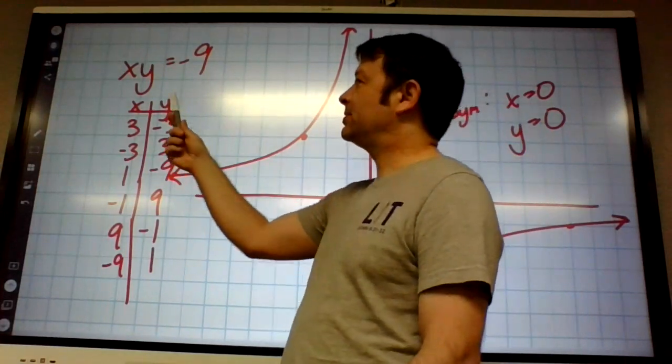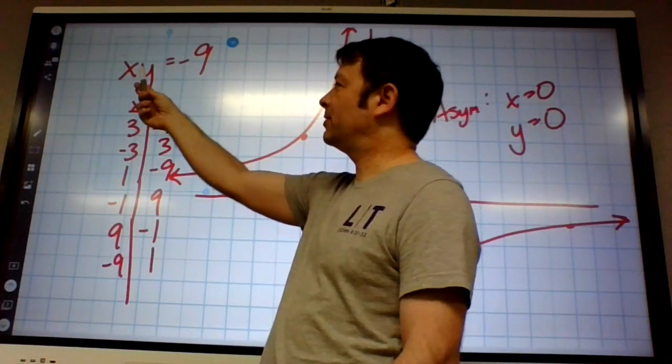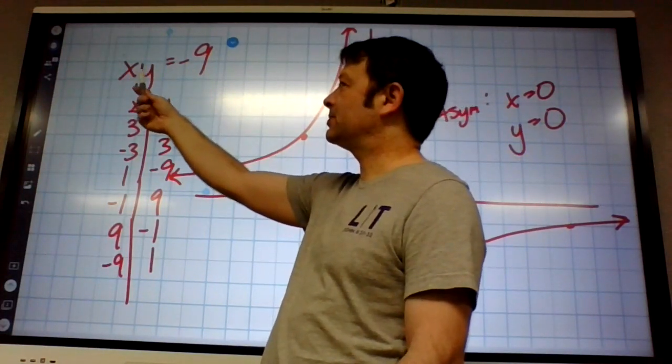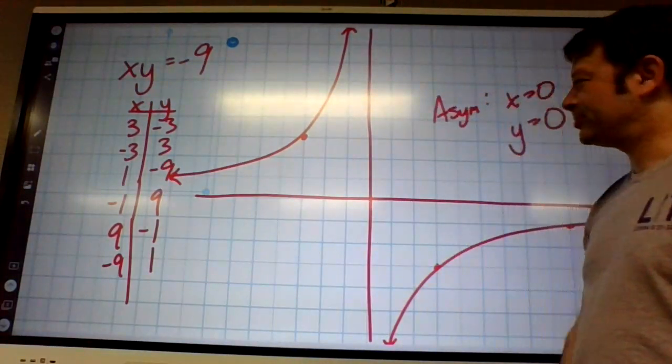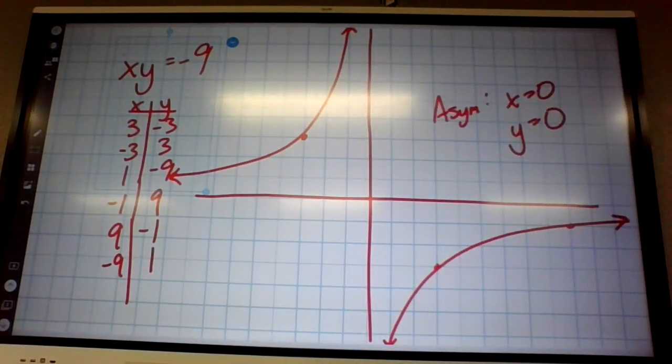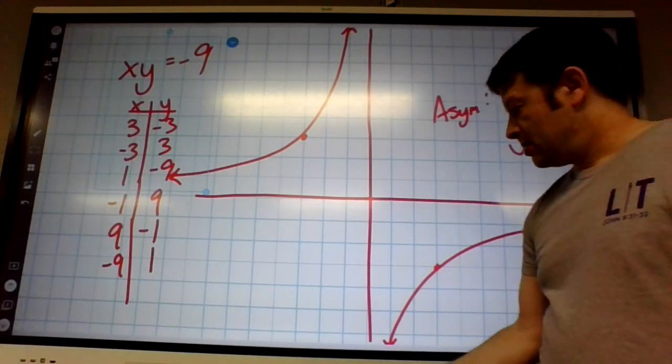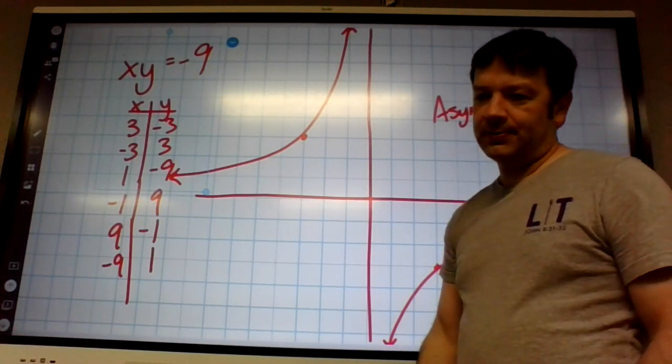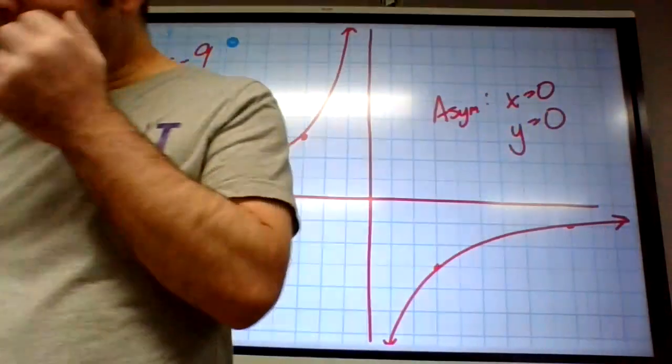They can never get to 0 because if you put 0 in for x or y, this equation is not solvable. It's impossible for them to equal 0 on the x or y. Anyway, that's it. That's kind of an easy one, right?